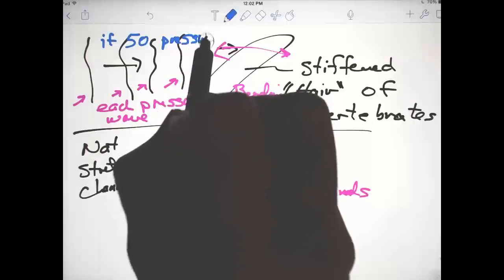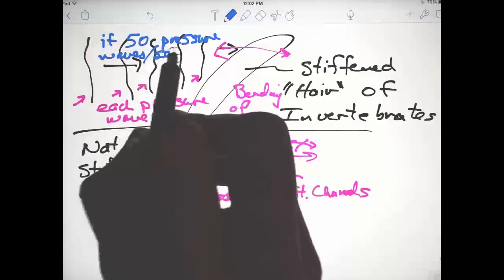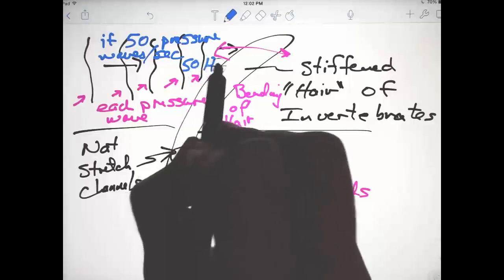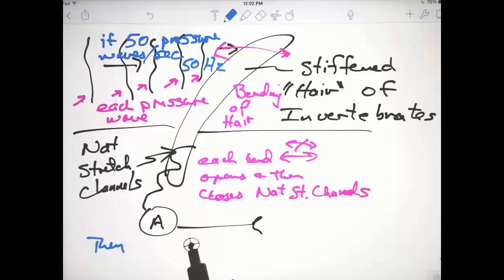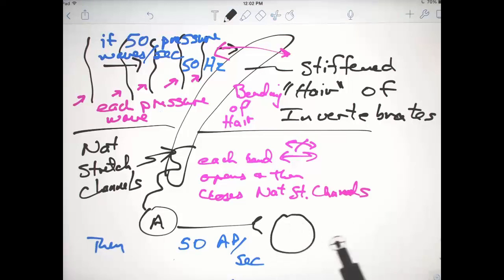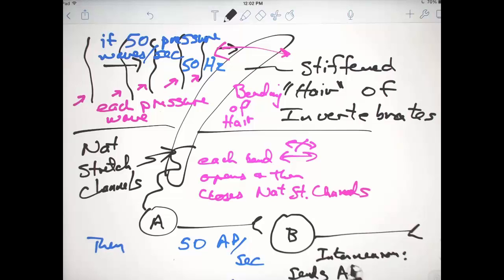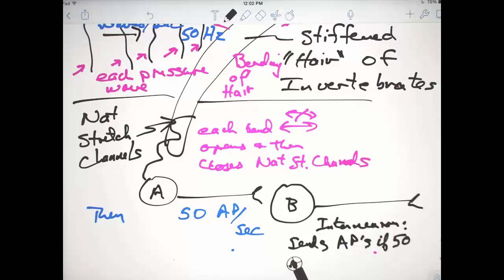And let's imagine that it's a 50 hertz sound, in other words 50 pulses per second. Then we'd have 50 pressure waves per second, and we'd have 50 action potentials per second. So how would you detect whether there were 50 versus 60 or more action potentials per second? What kinds of neural circuits would do that?